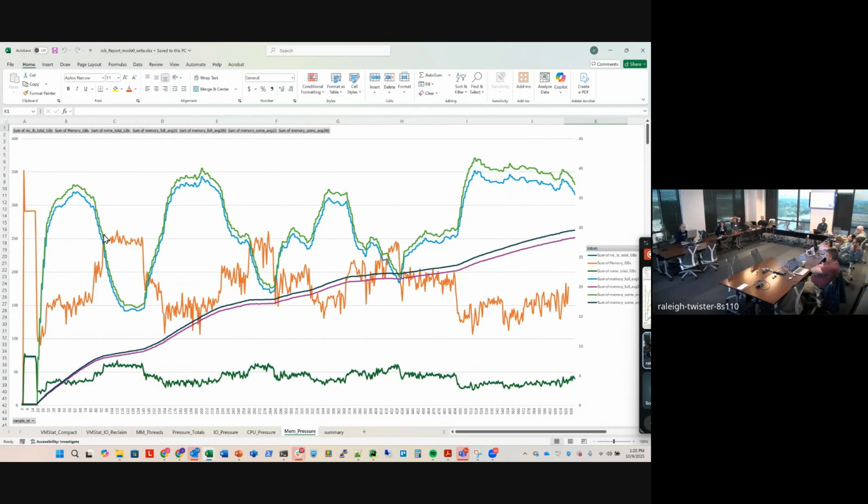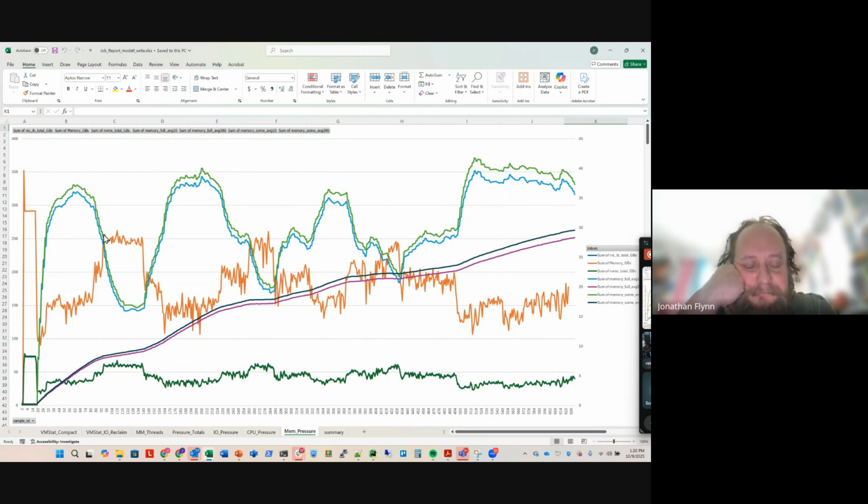Well, it's pretty interesting, though. I mean, that's kind of what you'd expect. The graphs are basically out of phase. Exactly. You just see it on a graph.